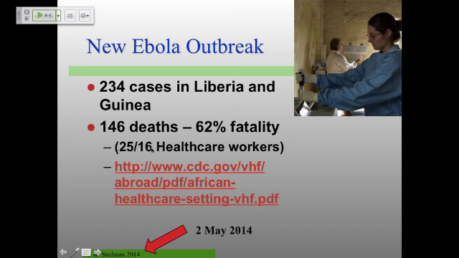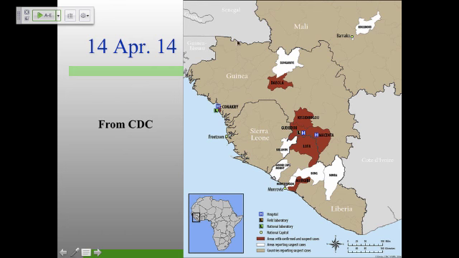So, again, a pretty similar kind of fatality rate. This is one of the CDC pictures that they had there early on in the outbreak. What would that look like? Again, from April of 2014, the outbreak was confined to this region of Guinea and a little bit of Liberia, and at that point, no outbreaks in Sierra Leone.